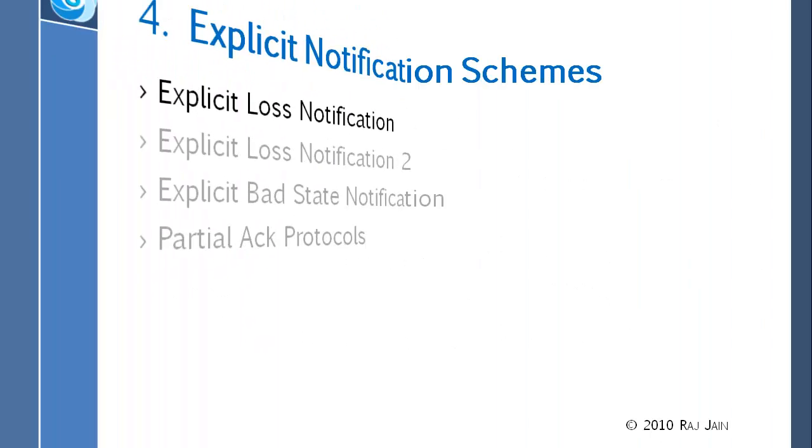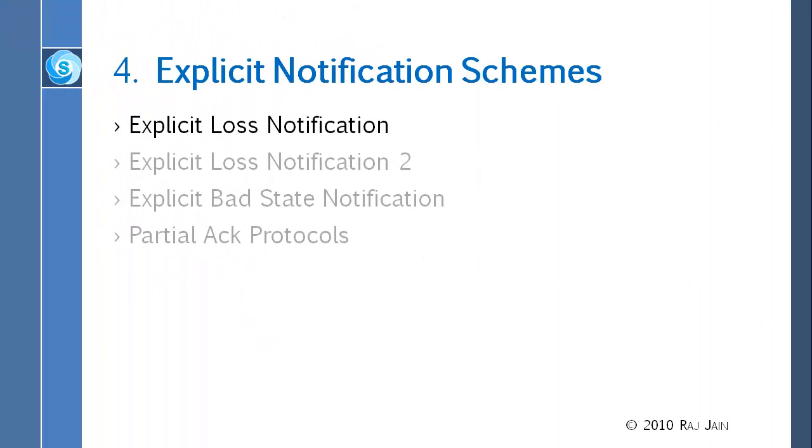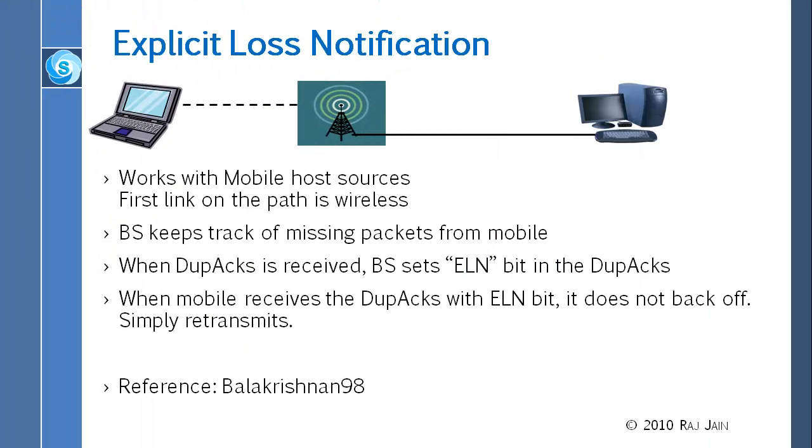All right, continuing on, the fourth set of schemes is called explicit notification schemes. So here they modify TCP so that it explicitly says whether this is a loss or an error. And one of the examples is right here, ELN. And this works if the mobile host is the source and it is on the wireless link, the first half. It doesn't work on the intermediate things.